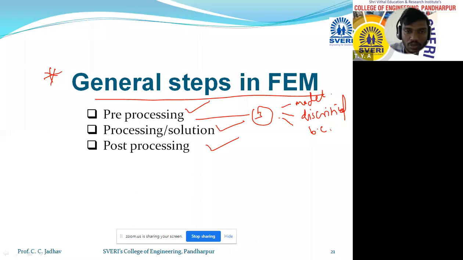Second is processing and solution. In that step, the user just has to click on the solve icon. Automatically all the given data is solved, multiplications and solutions are all carried out, and we get the unknowns in terms of stress value, strain value, and displacement values. That is the work of the second step: finding the unknowns. Unknowns means stress, strain, and displacement. And the last one is post-processing. In post-processing, we view the results; we just have to see the results.